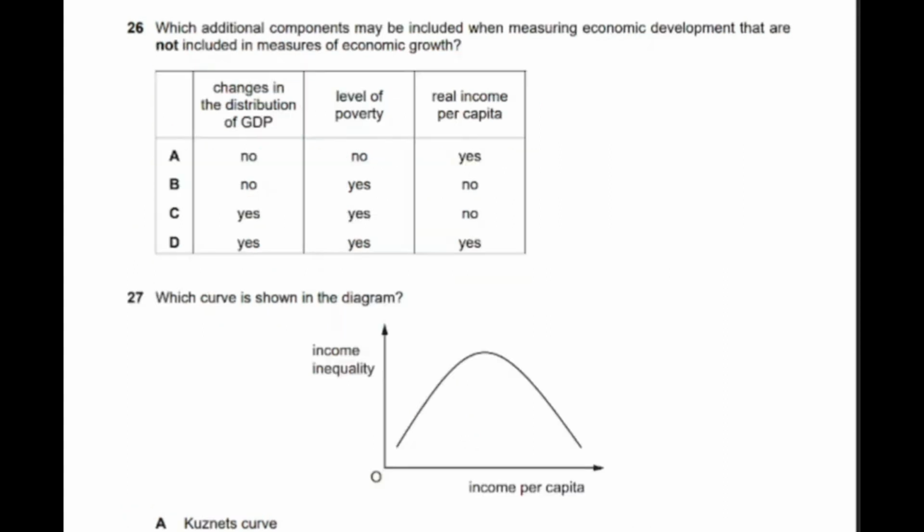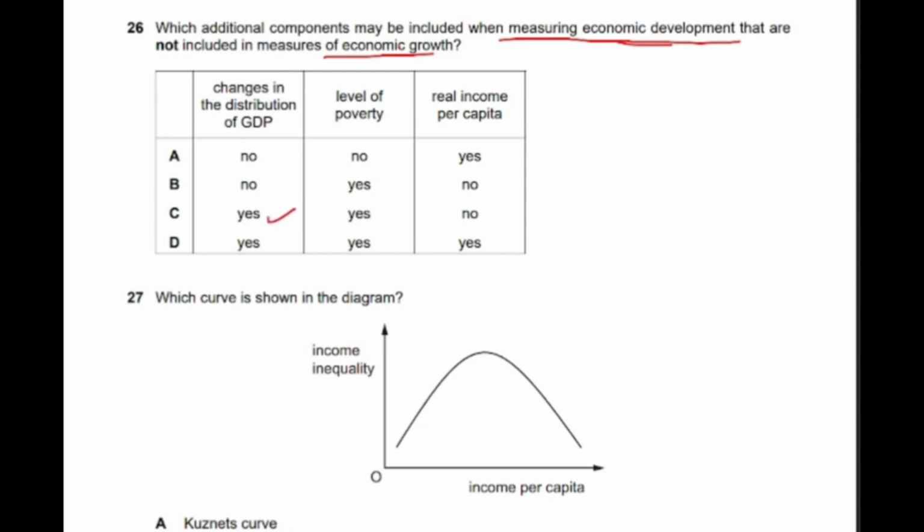the future generations. Which additional component may be included in measuring economic development that is not included in economic growth, right? Economic growth and economic development are two different terms. Economic growth is a rise in real GDP per capita. Economic development is when there is a rise in standard of living as well. So while measuring economic development, we look into additional information such as changes in distribution of income.